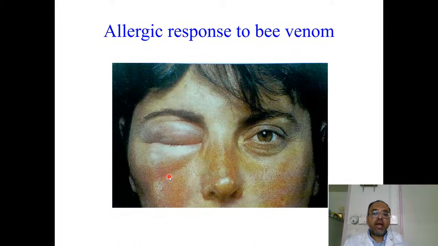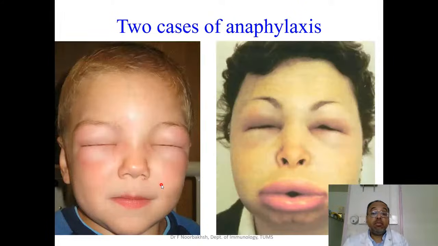This is an example of allergic response to bee venom. So bee venom in itself is not very dangerous. If you get stung by a bee, it will be a little painful, but it's not something that can cause a serious problem for you. But for people who can produce high levels of IgE against antigens of the bee venom, if they get stung by a bee, they can have more severe consequences, like the edema that you're seeing in the eye, or in case of anaphylaxis, more severe manifestations.